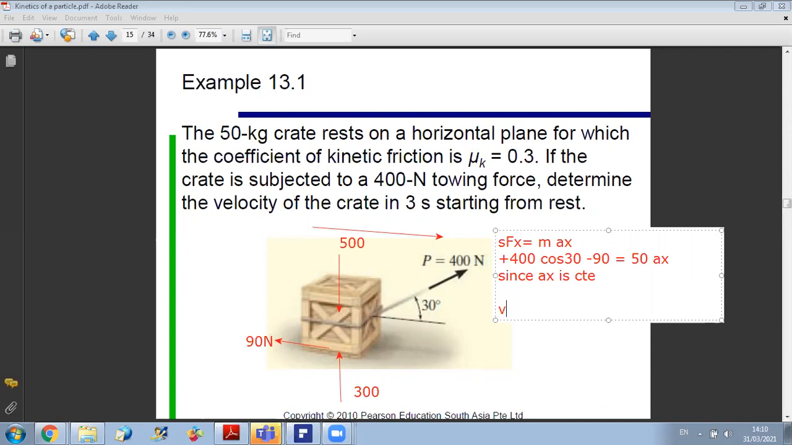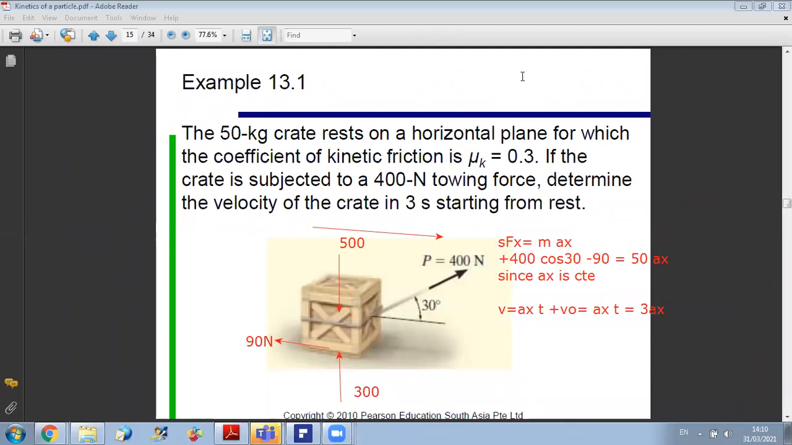So to get the velocity, I can write just that v is equal to ax t plus v0. And since it's starting from rest, so v0 is 0, then v is just ax times the time. And here we are interested in the velocity in 3 seconds, so it's equal to 3ax. Okay, so here you can see the details of the solution.